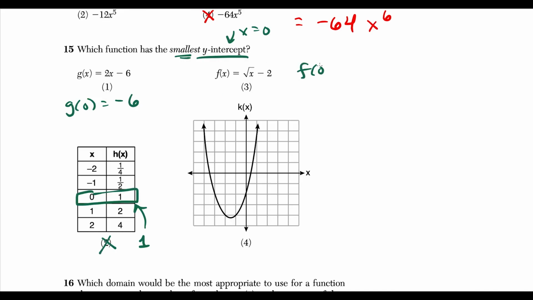Now here, f of 0, the square root of 0 is 0, and then minus 2 is minus 2. So choice 3 is out because negative 6 is smaller than negative 2. And now our y-intercept, once again, is when x equals 0, and it's when the graph hits the y-axis, and here the y-intercept occurs at negative 2. So choice 1 is going to be our solution because negative 6 is the smallest.